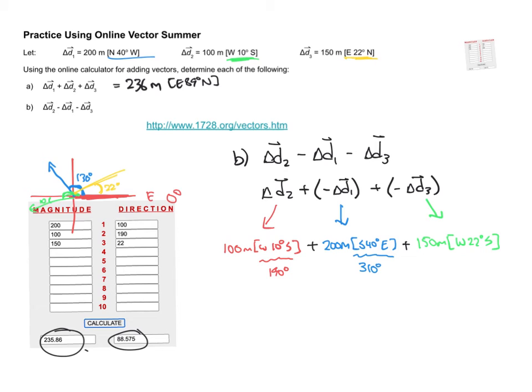And then west 22 degrees south is, west is 180 degrees. And then I continue towards the south, so that's counterclockwise. So I'm adding 22 more to that. That'll be 202 degrees. Those are the angles I'm going to use when I plug it into the calculator for this part, which I've already done. So let me expand that.